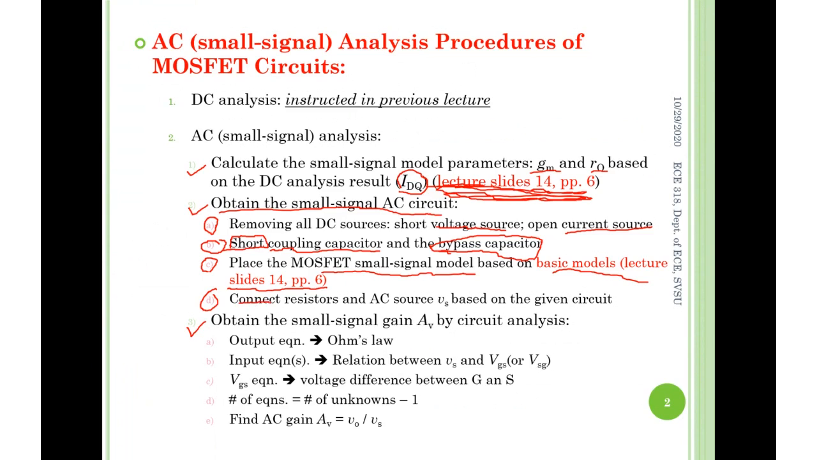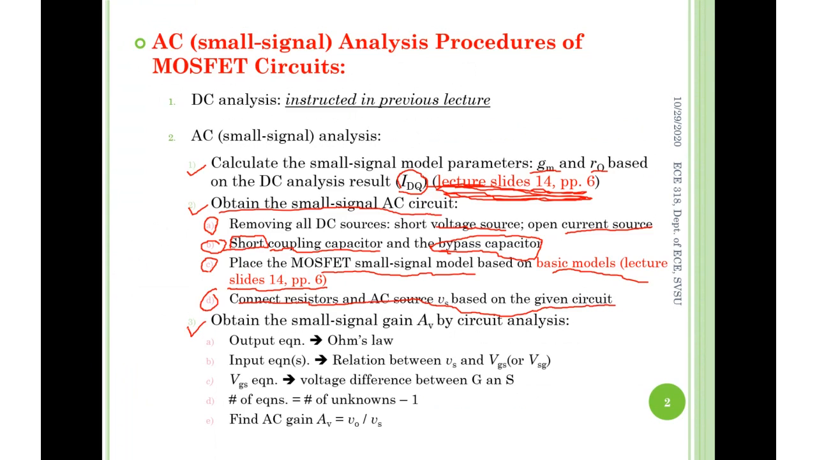So I call it connect the resistors and the source based on the given circuit. You're extending the circuit based on the given circuit. It's not random, nor memorizing any circuit, which is useless. Don't memorize. It all depends on the particular given circuit; based on that, you extend your small signal circuit. Don't try to memorize it, it doesn't work because the circuit variation is plenty, so you could come across any kind of circuit.